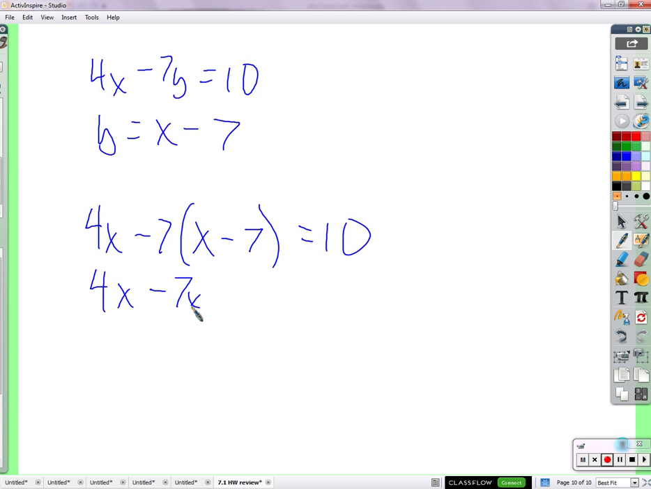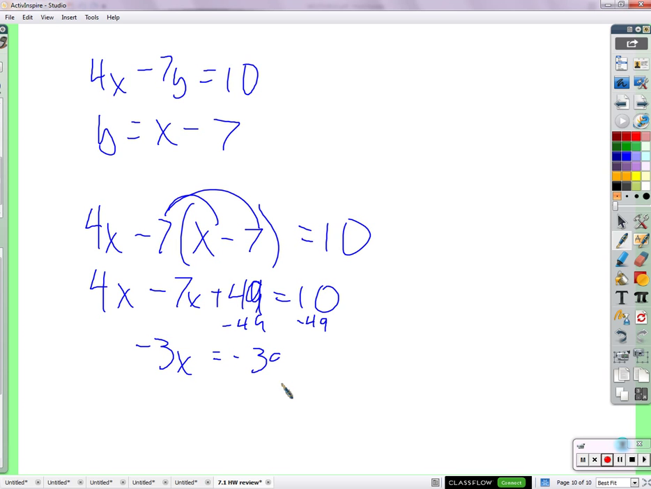4x minus 7x plus 49, because I've distributed the negative 7. Now 4x minus 7x is negative 3x. I'm going to subtract 49 from both sides. Equals negative 39. Divide by negative 3. And x is 13.